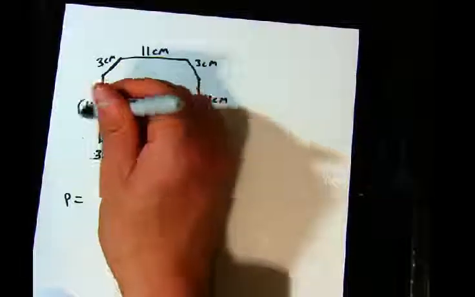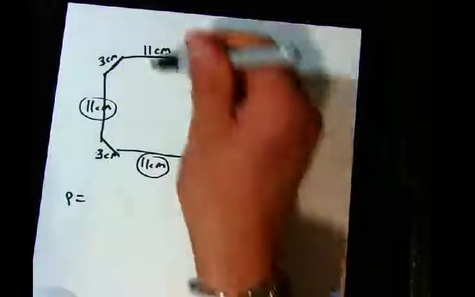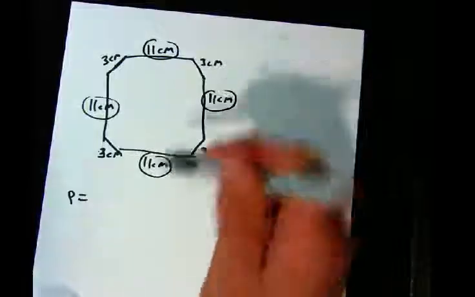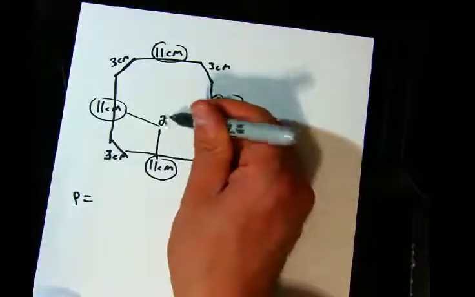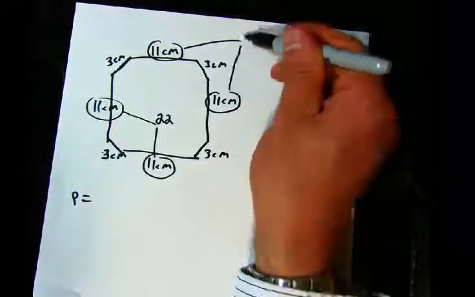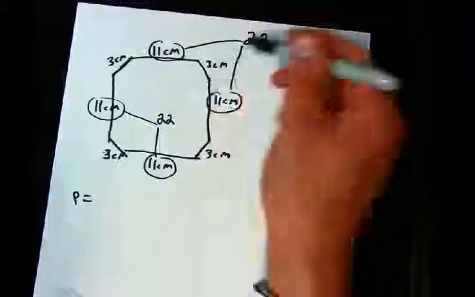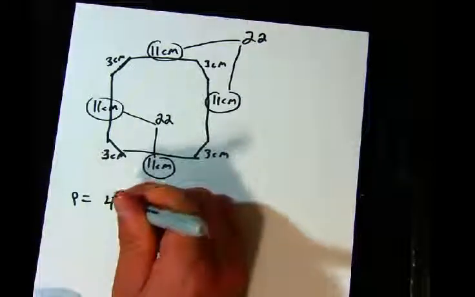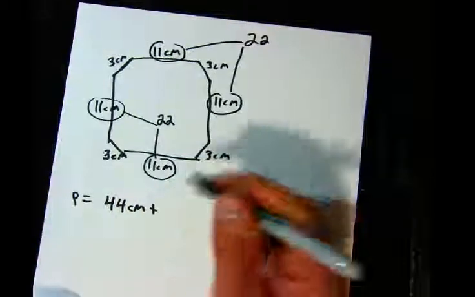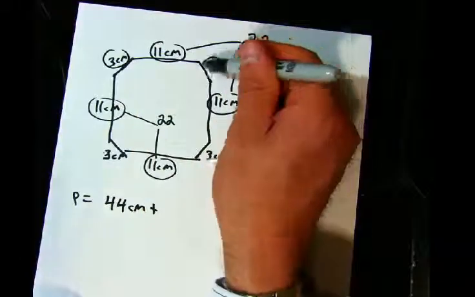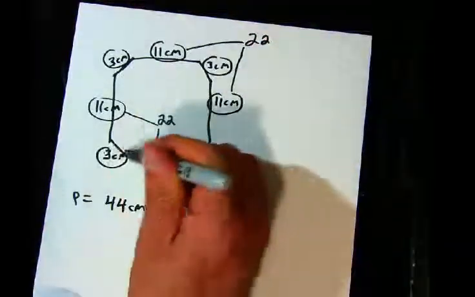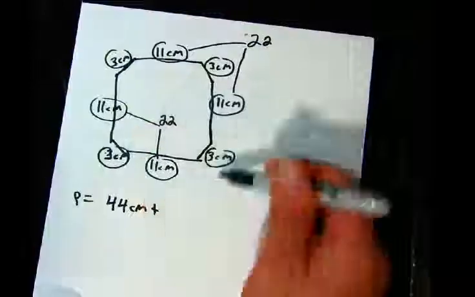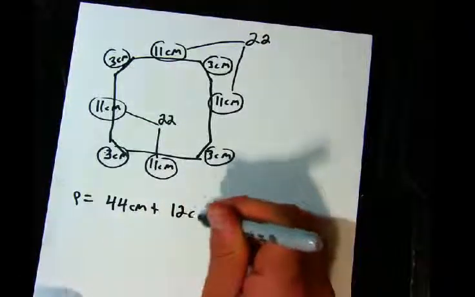So let's see if we can use our addition strategies. We have 11 and 11 is 22. 11 and 11 is 22. So these make 22. These make 22. And we know 22 and 22 is 44. So let's write 44 centimeters plus 3 and 3 is 6. 3 and 3 is 6. 6 and 6 is 12. So we'll write 12 centimeters.